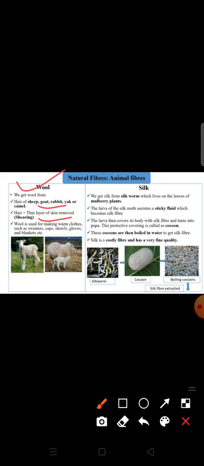And in this process we get wool, which is used for making warm clothes such as sweaters, caps, shawls, gloves and blankets also. Wool is used to make these warm clothes because it is very warm and it protects us from the cold, snow and winters. So this is about wool.